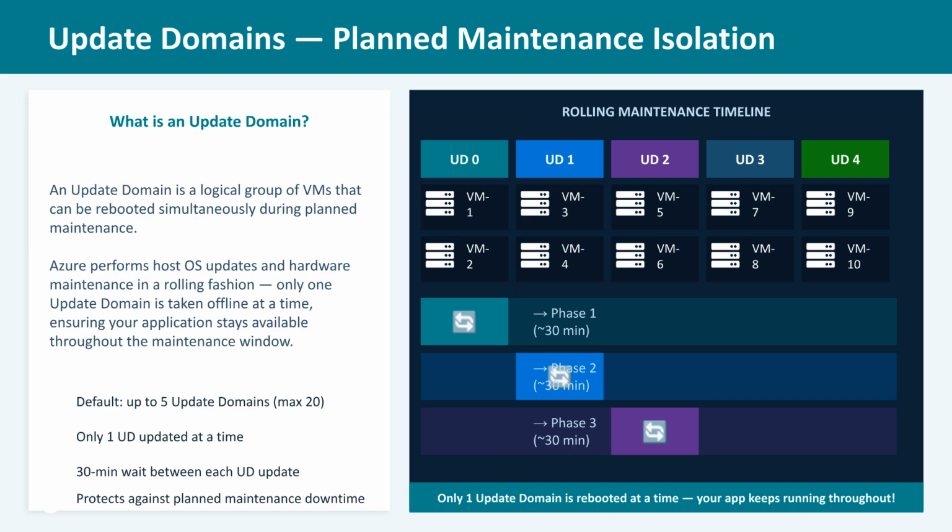Update domains handle planned maintenance isolation. They are groups of VMs that can be rebooted simultaneously. Azure updates one update domain at a time, with a mandatory 30-minute wait in between. This rolling update ensures continuous application availability during maintenance.